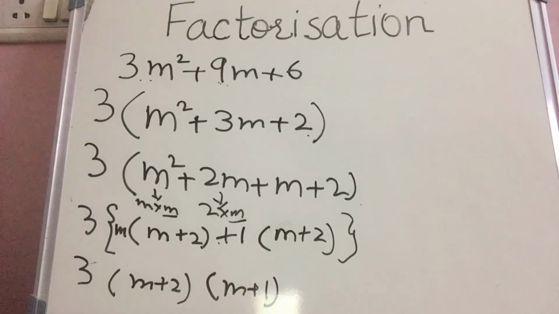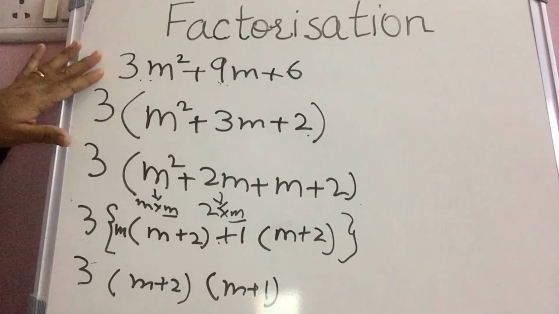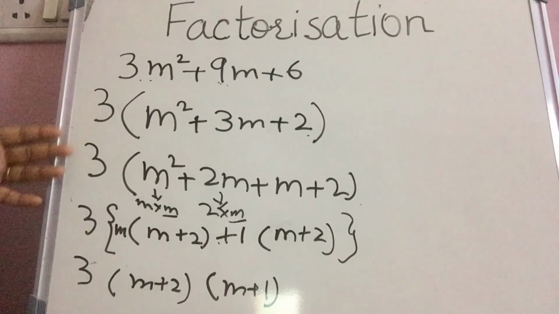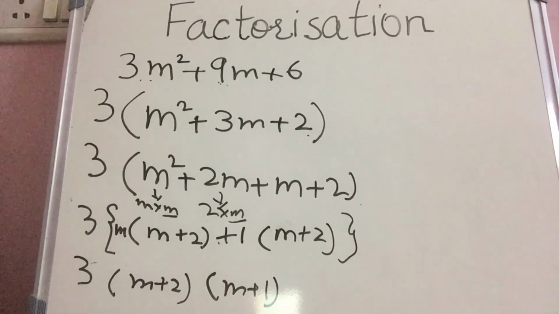This is the way we do factorization by splitting the middle term and by regrouping. We are using both methods together.